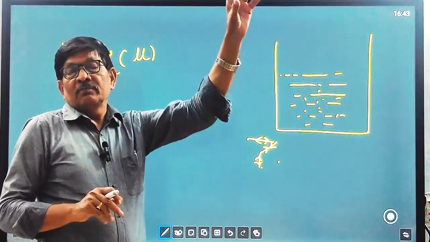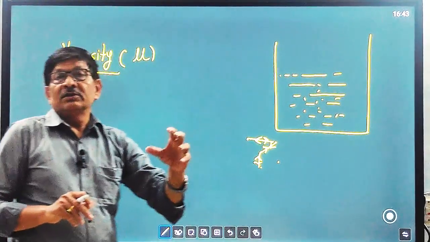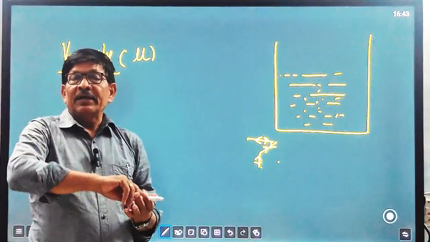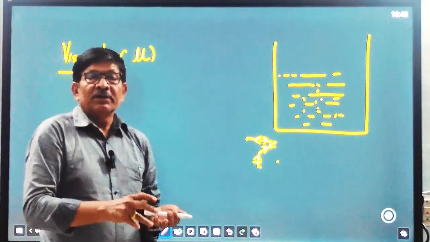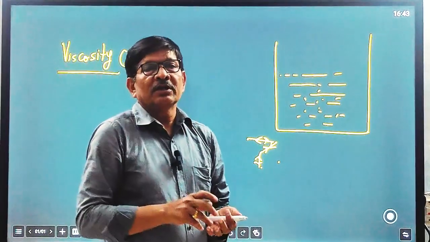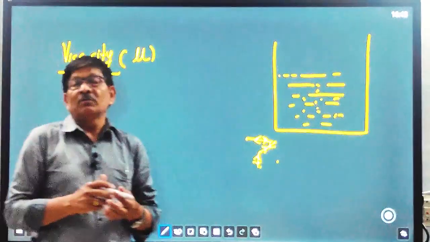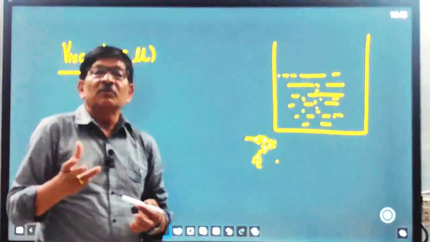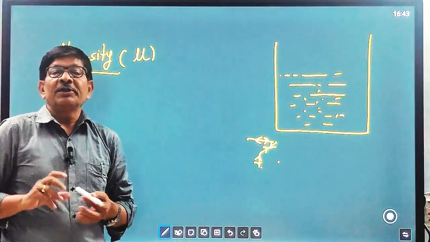Solid will not continuously deform. It will stop deformation at the equilibrium position. If we apply further stress, it will break down, but it will not continuously deform. Continuous deformation is not possible for a solid, but continuous deformation does occur for a fluid. That is the difference between solid and fluid.